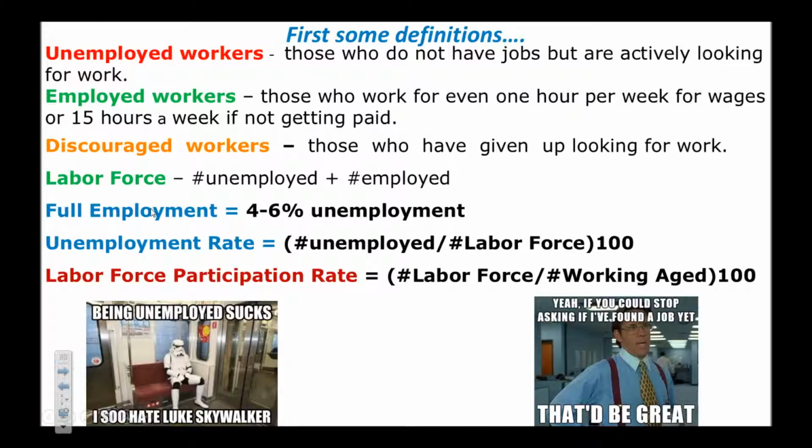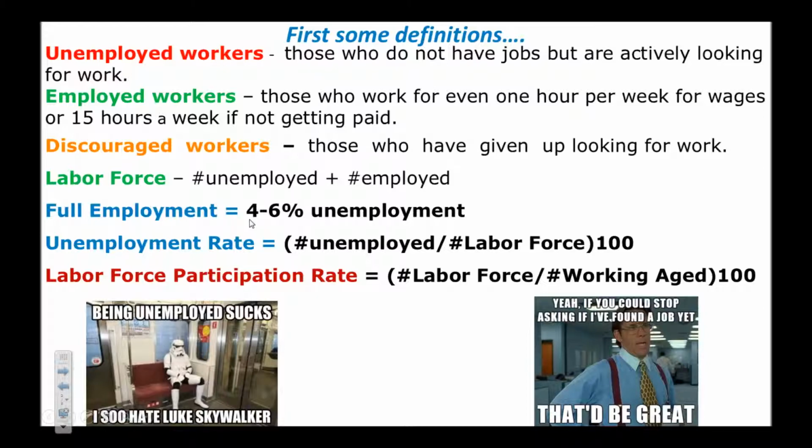Now, you also need to understand what the labor force is. The labor force is the people in our economy that are available to work. So it's basically the number of people that are unemployed, by definition up here, plus the number of people that are employed, by definition. Our economy is considered to be fully employed when we have an unemployment rate between 4 and 6%.